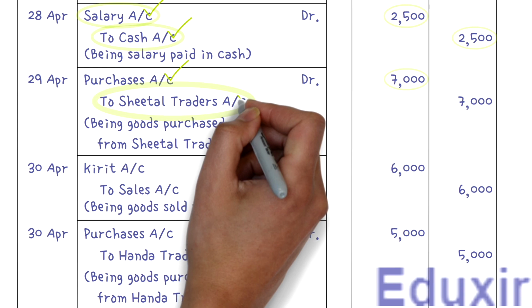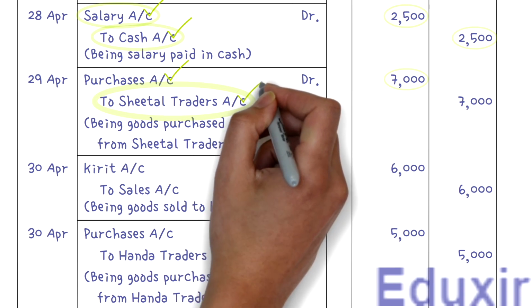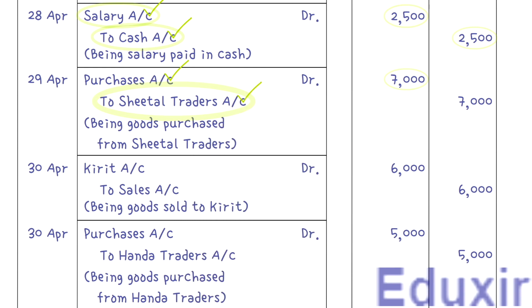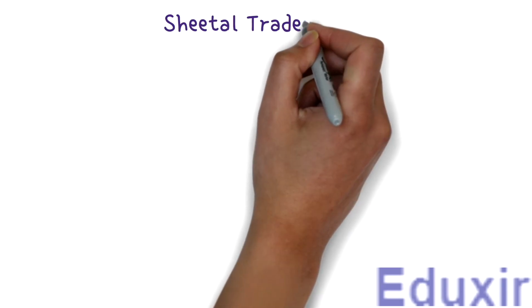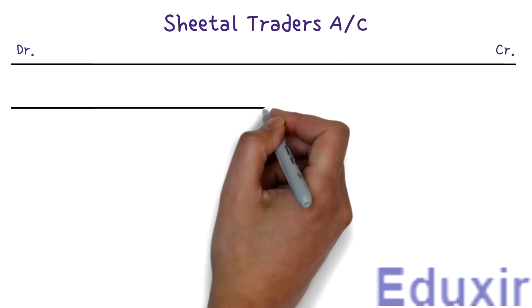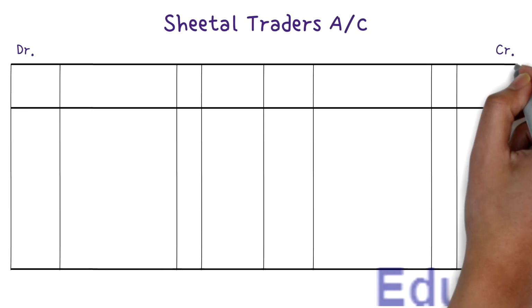As the name suggests, it needs to be posted on the credit side of Sheetal Traders account and the credit amount is 7000 rupees. Note that the details that need to be posted into the particulars column is purchases account. For posting this entry, we need to create a ledger account for Sheetal Traders as it is not yet created. Let us first write the title as Sheetal Traders account. Let us have the ledger account format with all the headers.